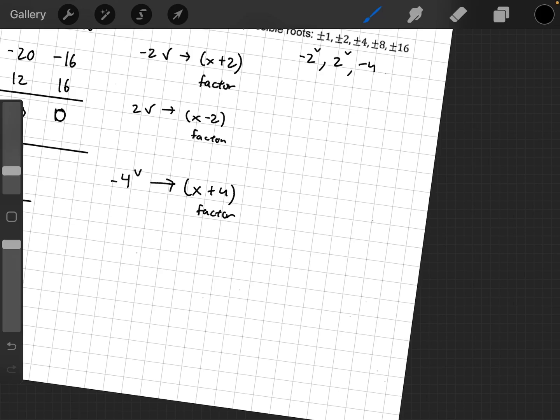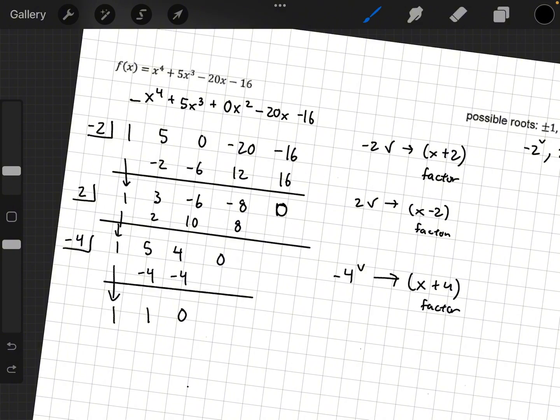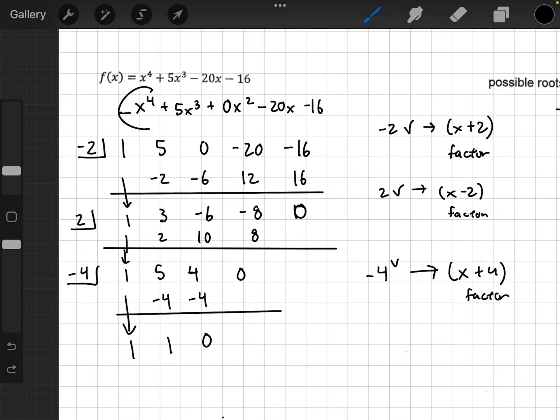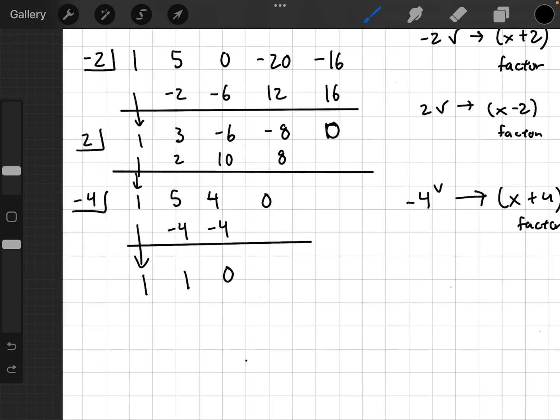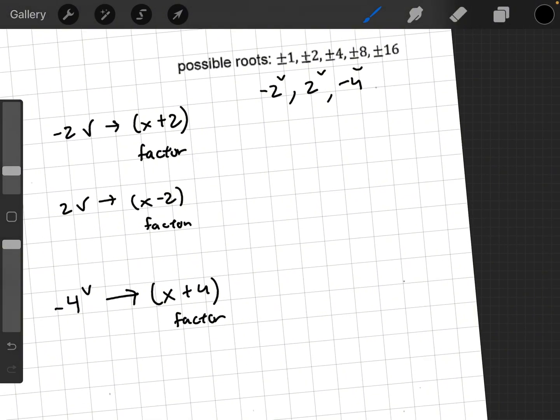And negative 4 works. So this column here shows the progression of the highest power. We started out with x to the power 4, but as we move down each row, it decreases. So this is x to the power of 3, move down x to the power of 2, and finally we're just left with x. So we have 1x, and now we have 1. This remainder shows that x plus 1 is a factor. So if x plus 1 is a factor, that means that another possible root would have been negative 1.